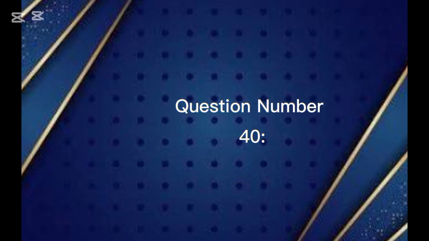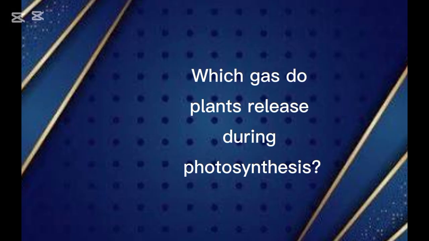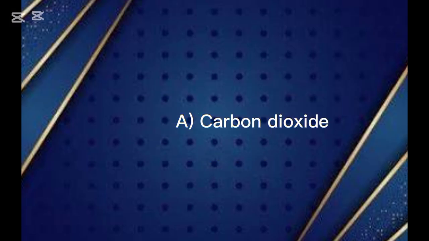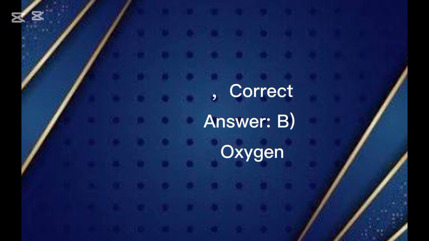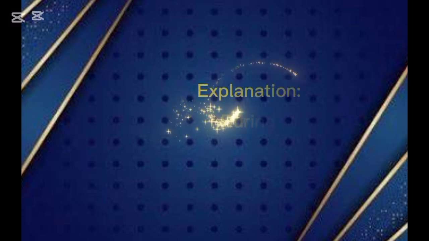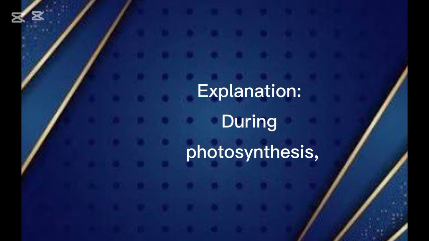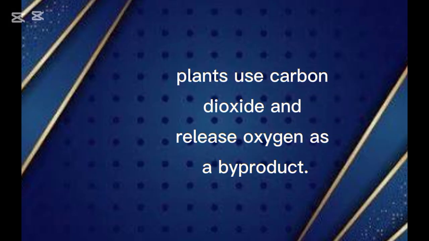Question number 40. Which gas do plants release during photosynthesis? A. Carbon dioxide, B. Oxygen, C. Nitrogen, D. Hydrogen. Correct answer, B. Oxygen. Explanation: During photosynthesis, plants use carbon dioxide and release oxygen as a byproduct.